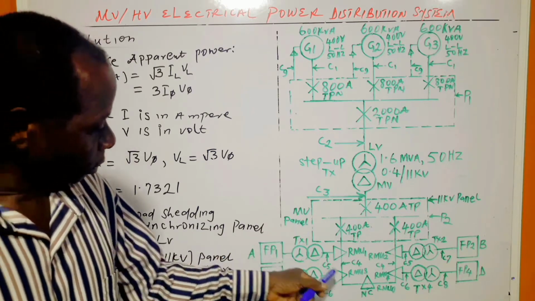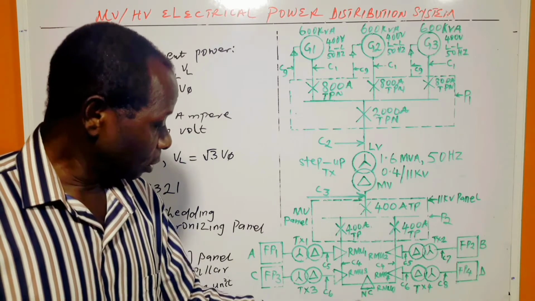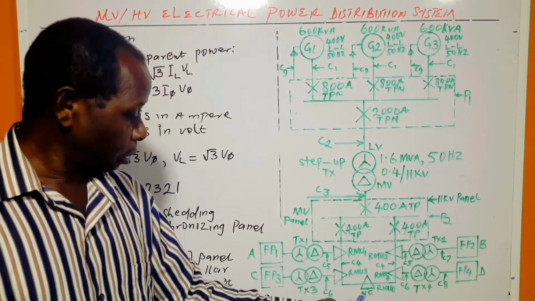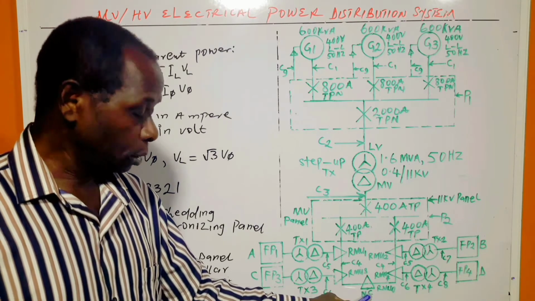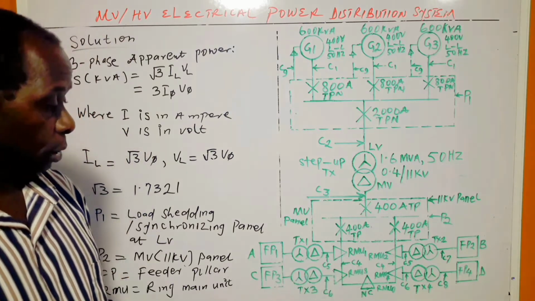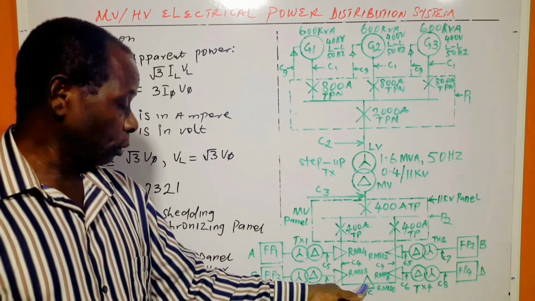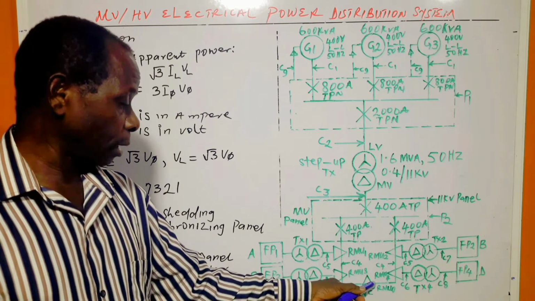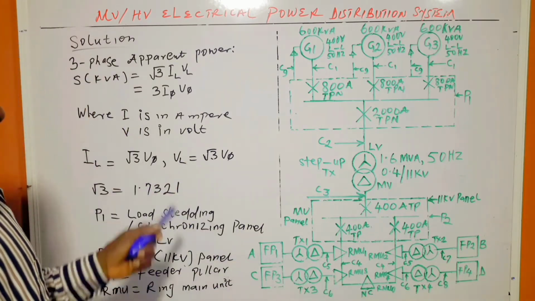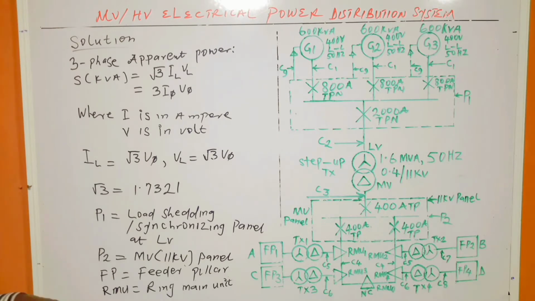Now, this is the RMU that is closing the ring. It has no connection at the load terminal. So if you want to isolate, to separate the two lines, we can switch off this terminal and this terminal, and the ring is broken, and that is that. Now we move on to another stage.